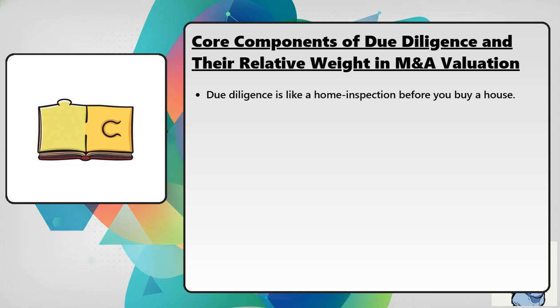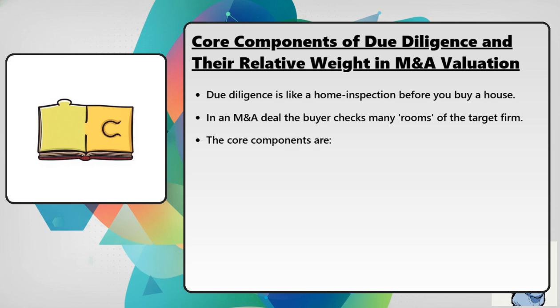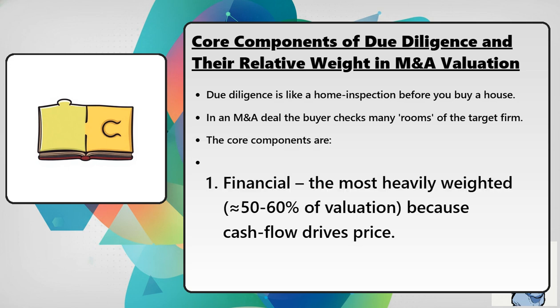Due diligence is like a home inspection before you buy a house. In an M&A deal, the buyer checks many rooms of the target firm. The core components are financial, the most heavily weighted, approximately 50 to 60% of valuation, because cash flow drives price.